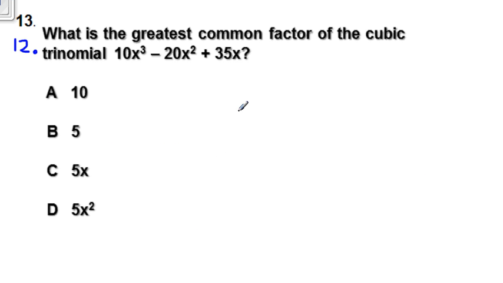What is the greatest common factor of the cubic trinomial 10x cubed minus 20x squared plus 35x? Well, the greatest common factor of all these numbers is not going to be 10, because 10 works with the first two terms and not with 35. So there's going to be a 5 in there, no doubt about it. So 10 is not going to be right. It's going to be 5x, or 5x squared. Well, the problem with 5x squared is it works for the first two terms, but not for the last term. So the only common factor of the x's would be that x. So the greatest common factor is going to be 5x.